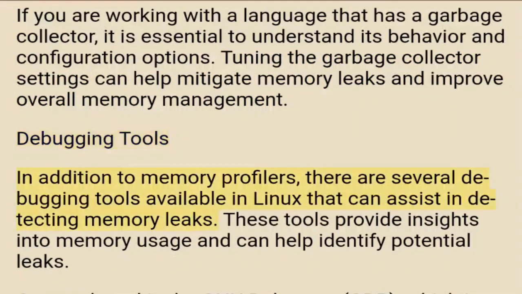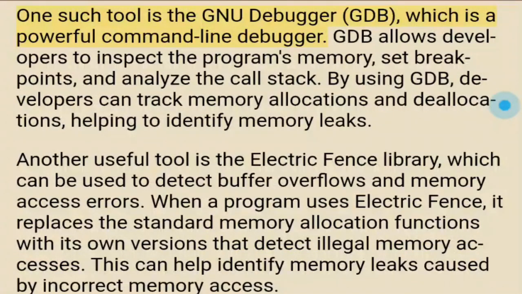Debugging tools. In addition to memory profilers, there are several debugging tools available in Linux that can assist in detecting memory leaks. These tools provide insights into memory usage and can help identify potential leaks. One such tool is the GNU Debugger (GDB), which is a powerful command line debugger. GDB allows developers to inspect the program's memory, set breakpoints, and analyze the call stack. By using GDB, developers can track memory allocations and deallocations, helping to identify memory leaks. Another useful tool is the electric fence library, which can be used to detect buffer overflows and memory access errors.